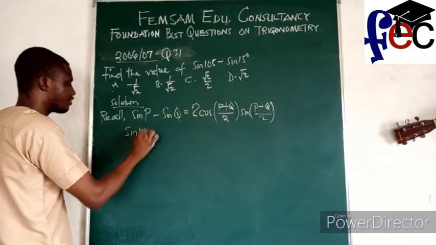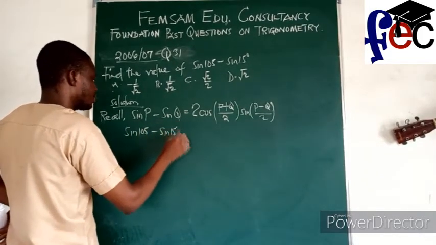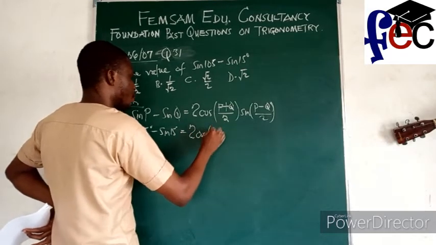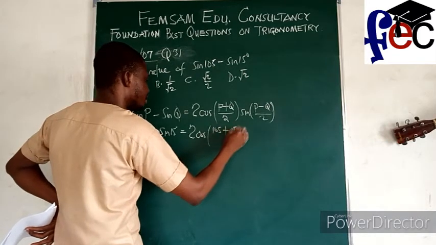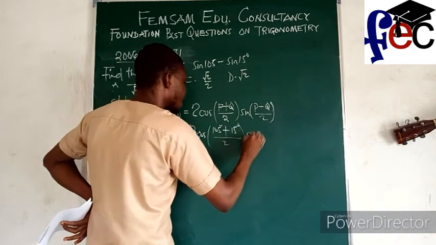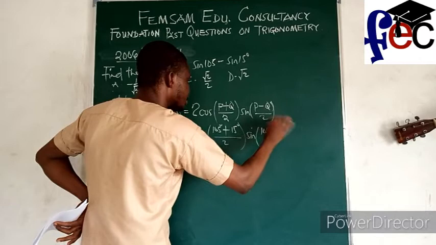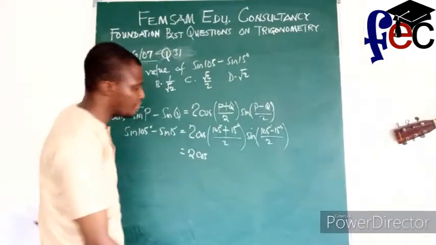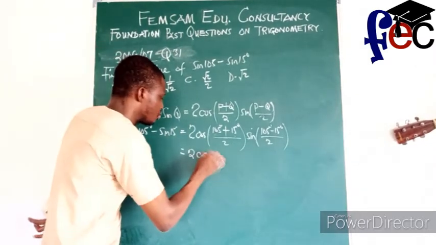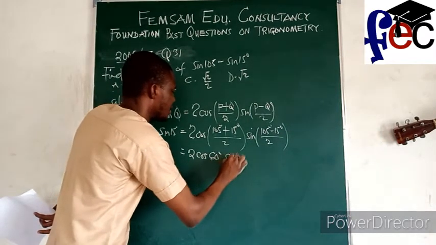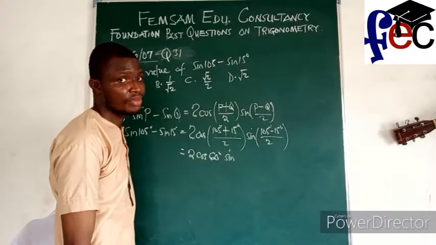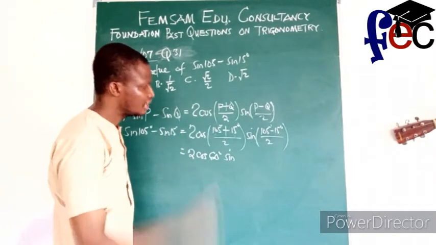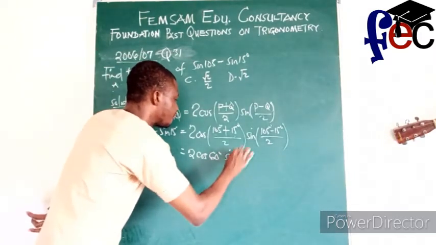I have sine 105 minus sine 15 degrees. If you follow the pattern, what will this give us? It will give me 2 cos of 105 plus 15, they are both in degrees, divided by 2, then I have sine of 105 minus 15 degrees divided by 2. So this will give me 2 cos of 105 plus 15, that will be 120 degrees divided by 2, that's going to be 60 degrees. Then I have sine. What is 105 degrees minus 15 degrees? Is that not 90 degrees? Yes, that's 90 degrees. 90 degrees divided by 2, that's 45 degrees. So I have 45 degrees.